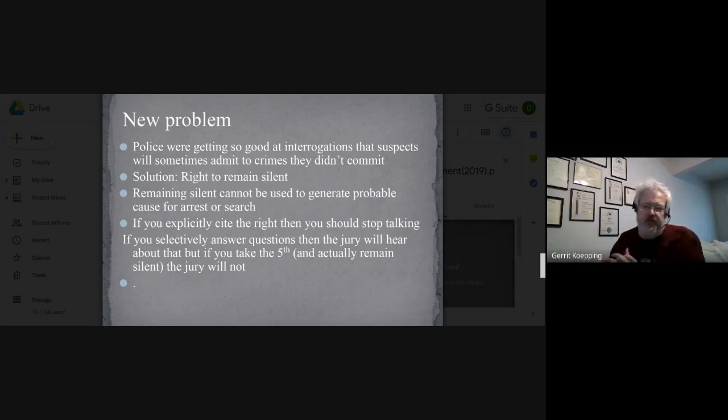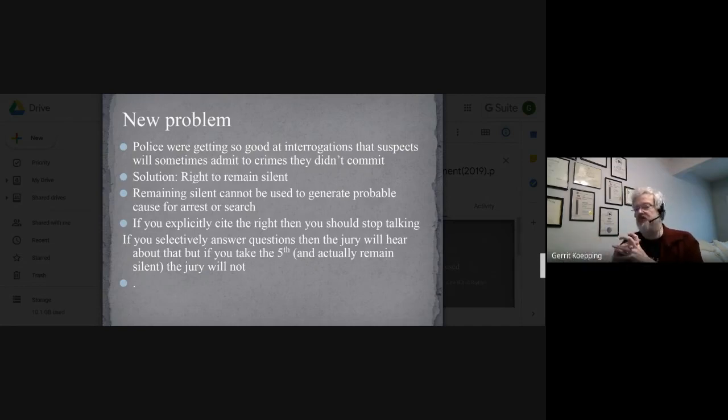Well, the solution for the courts has been basically to extend a right to remain silent. If you say, I'm not going to talk to you, I'm going to take the Fifth, I want to wait to talk to my lawyer, any iteration of that, it ends the interrogation. You don't have to answer questions if you don't want to. And furthermore, remaining silent cannot generate probable cause for arrest, for a search, and it can't even be brought up during your trial.